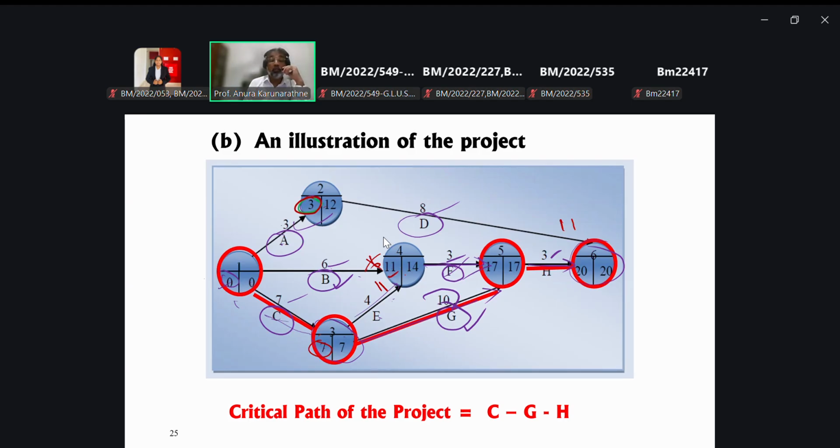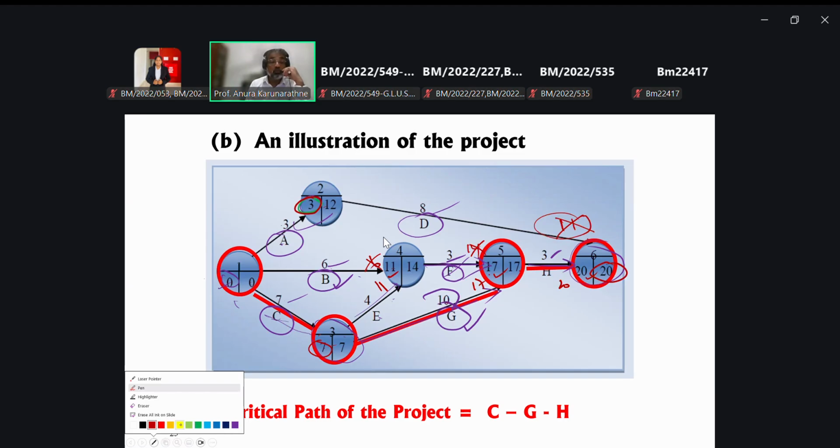Then 11 here, 7, 11 here. 11 plus 3, that is 14. If you go to this path, 7 plus 10, that is 17. So you have to take the highest, right? Then highest is 17. 17 plus 3, that is 20. In this path, you have 11. Then you have to ignore that part, then take the 20. So then from 20, you can go back by using the backward pass approach.